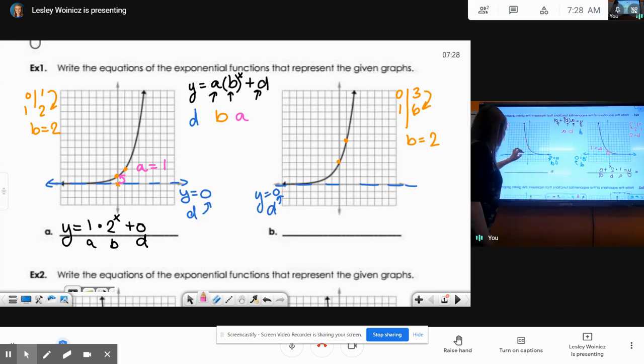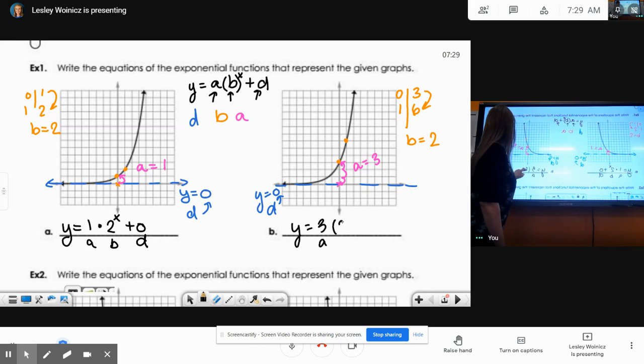And then last, I look at my y-intercept and how far it is from my fake origin on my horizontal asymptote, and it is 3 units away, so my a is 3. So I've got y equals my a of 3 times 2 to the x plus 0. That's my b, that's my d. That's it.